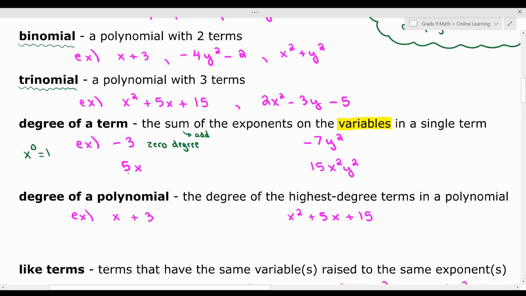All right, the 5x. Well this time I have a variable and I'm going to look. There's no number here, but keep in mind it's like there's a 1 here. So we would say that this is a degree of 1. You can also call it first degree if you want. Reason for that, there's only one variable and its exponent or its power is a 1. The next example here, there's a variable. I'm going to look, its exponent is a 2. So we would say this has a degree of 2, or some people like to say second degree.